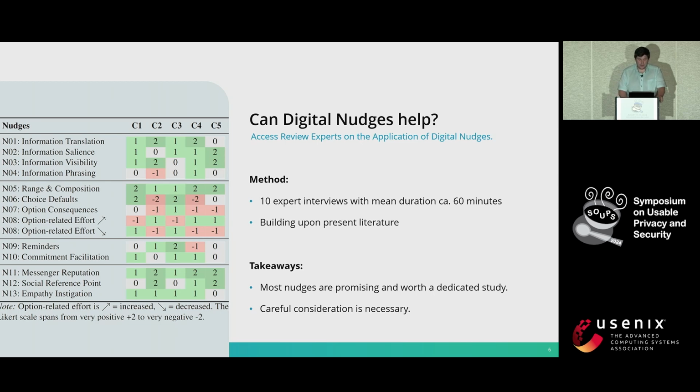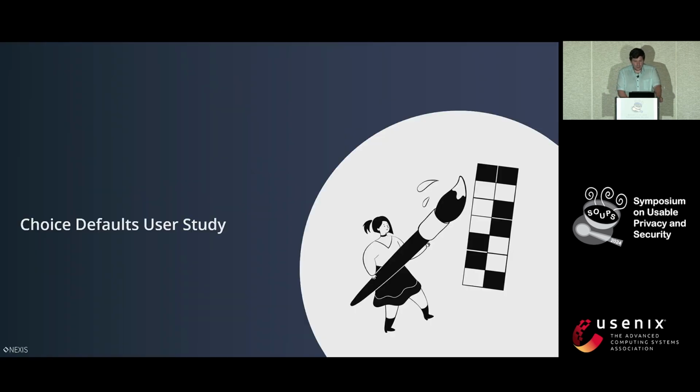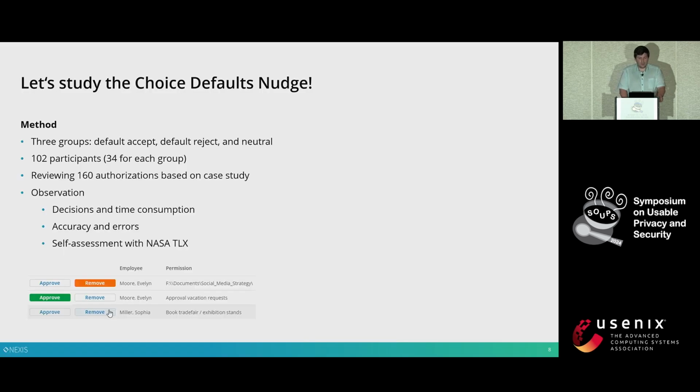Basically, the experts also reminded every time that those are educated guesses here. So for understanding the real effects, we actually have to study it more. That's what we did. We applied one digital nudge in a user study using the choice defaults. For that, we grouped 102 participants in 3 groups, 34 each, and presented them one configuration of the nudge each.